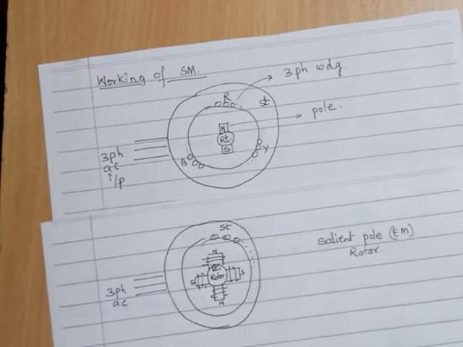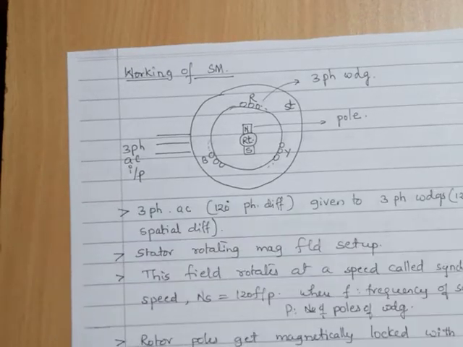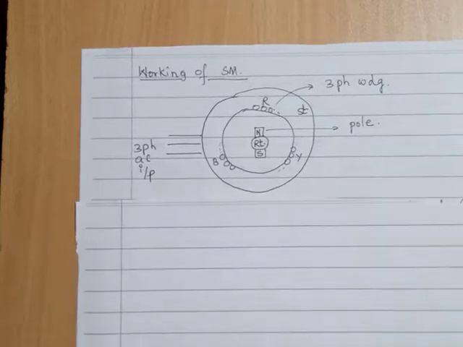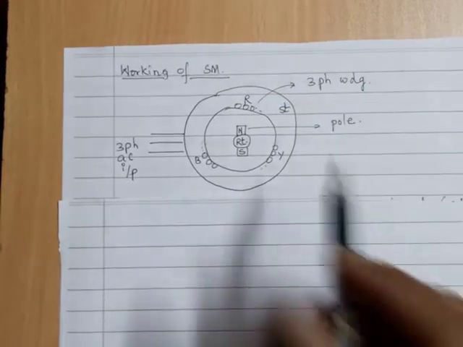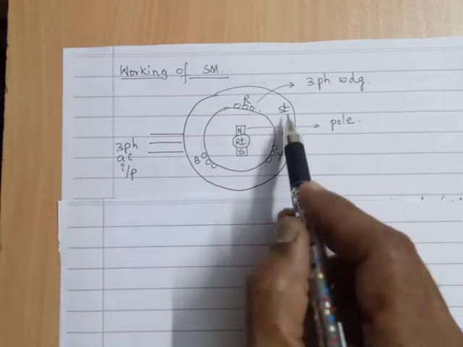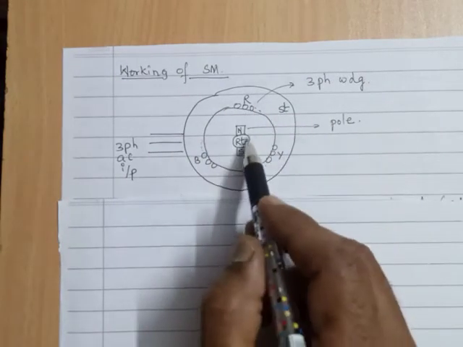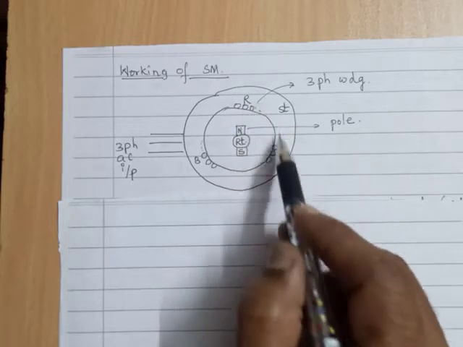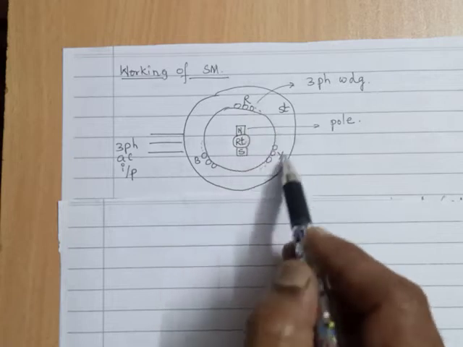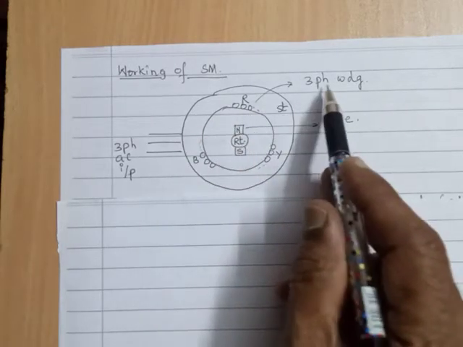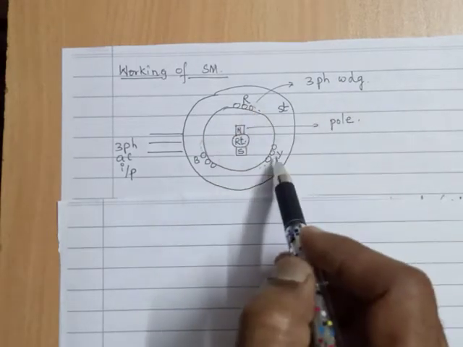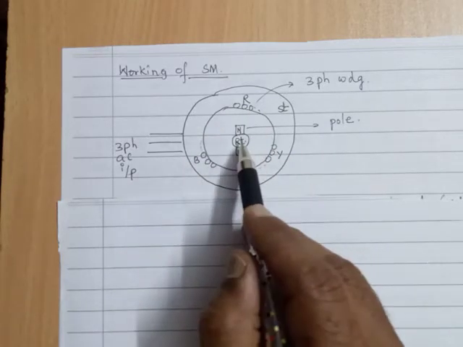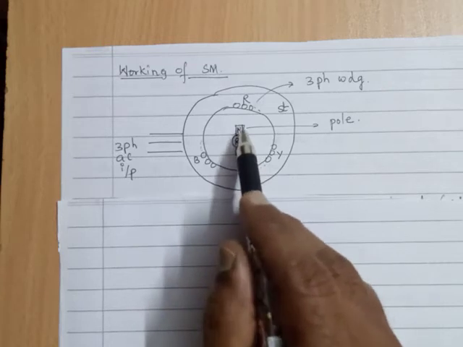So the synchronous motor, you can see the two major parts here. One is the stator, I have shown it as ST. Another is the rotor, I have shown it as RT. The stator is having three-phase winding R, Y, B around the stator core. The rotor is having the poles.